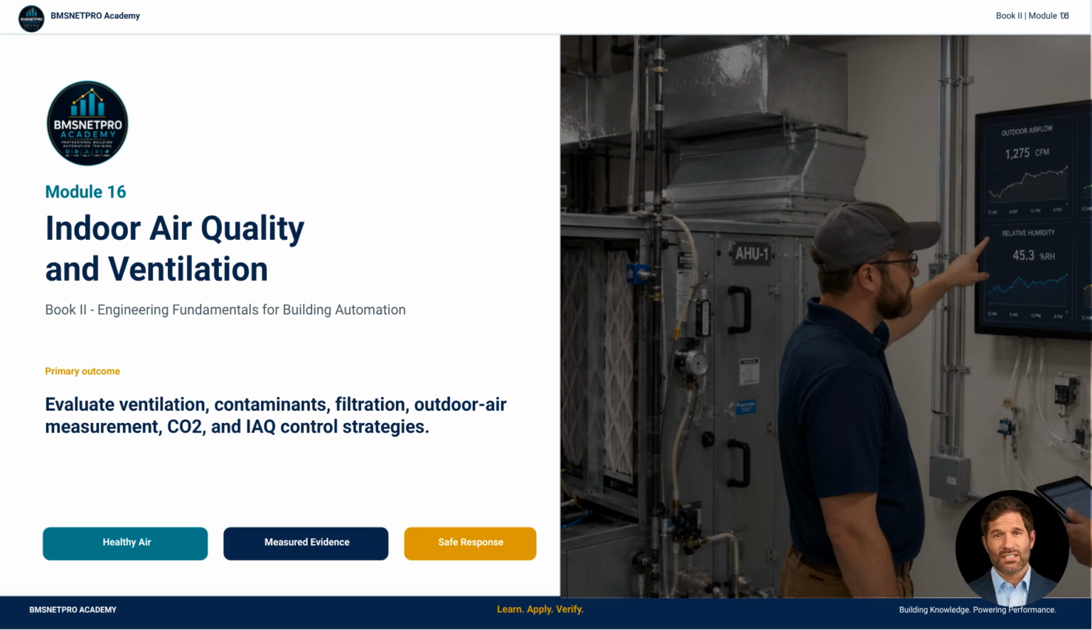Welcome to Module 16, Indoor Air Quality and Ventilation. In this module, we connect IAQ to practical BAS decisions. The BAS can help us monitor ventilation, filtration, moisture, pressure, and trends. But it does not replace source control, inspection, or qualified professional judgment. The goal is to help you evaluate the whole IAQ strategy.